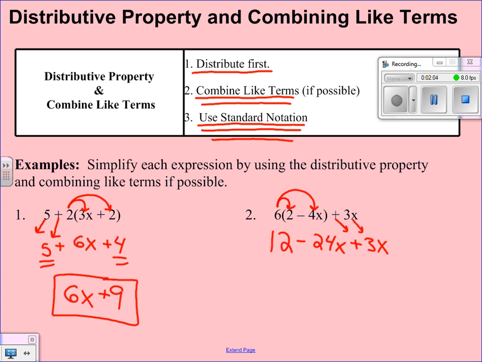Underline your x's. Negative 24 and positive 3 are going to combine to make a negative 21x. Notice I'm writing that first because variables come first. And then just bring down the plus 12. Box your answer, and you're done.